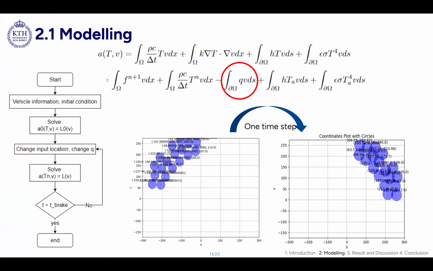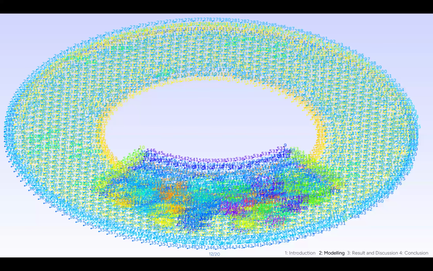So all the focus is on that Neumann boundary condition part, the heat flux part. In each time step, we will update the part where the Neumann boundary condition is applied. We will find the contact location, and every time it's a new place.